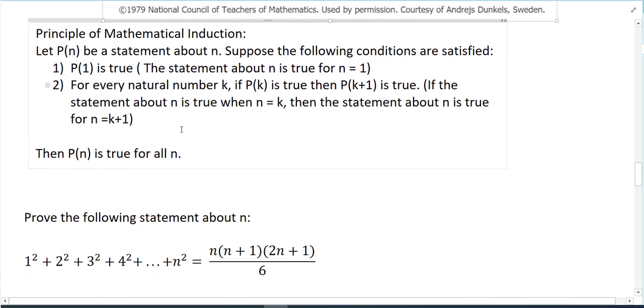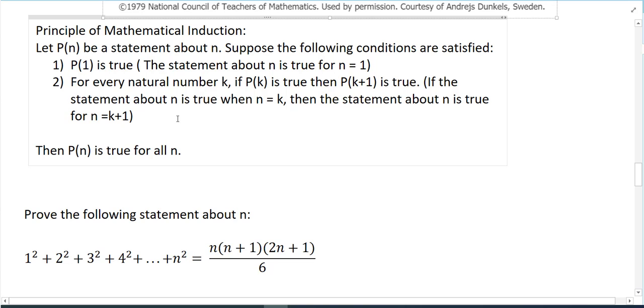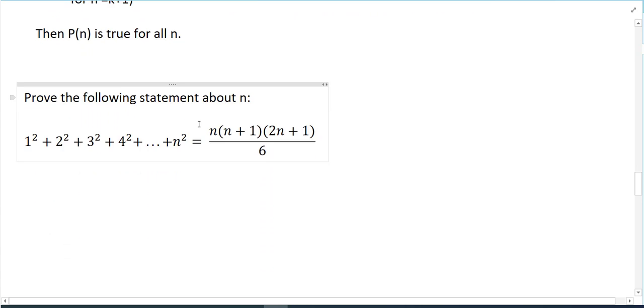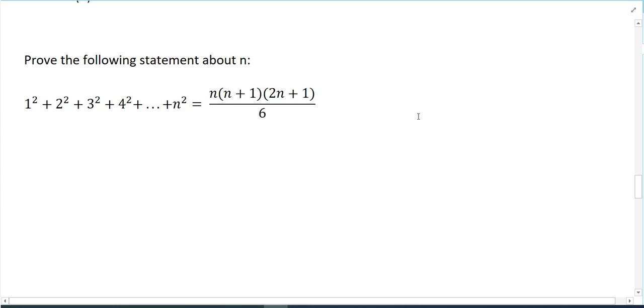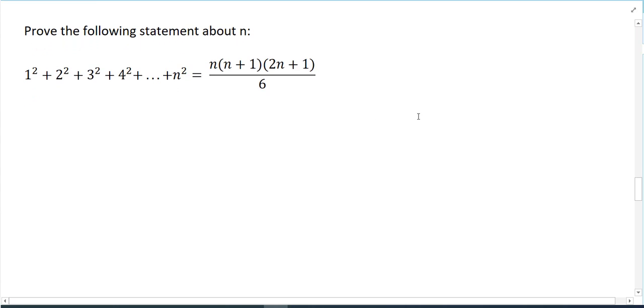So this is the principle of mathematical induction. Show that it's true for n equals 1, assume it's true for n equals k, and then show it's true for k plus 1. Once those three conditions are met, then we can say the statement is true for all n. So let's prove this. The sum of all the squares is equal to the formula n times n plus 1 times 2n plus 1 over 6. For those of you going on to calculus 2, you'll see this formula in calculus 1 first, and then again in calc 2.